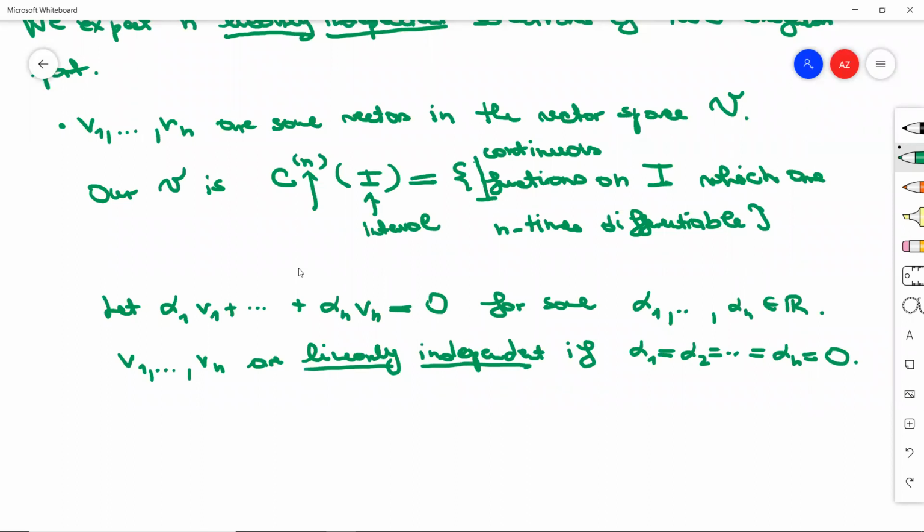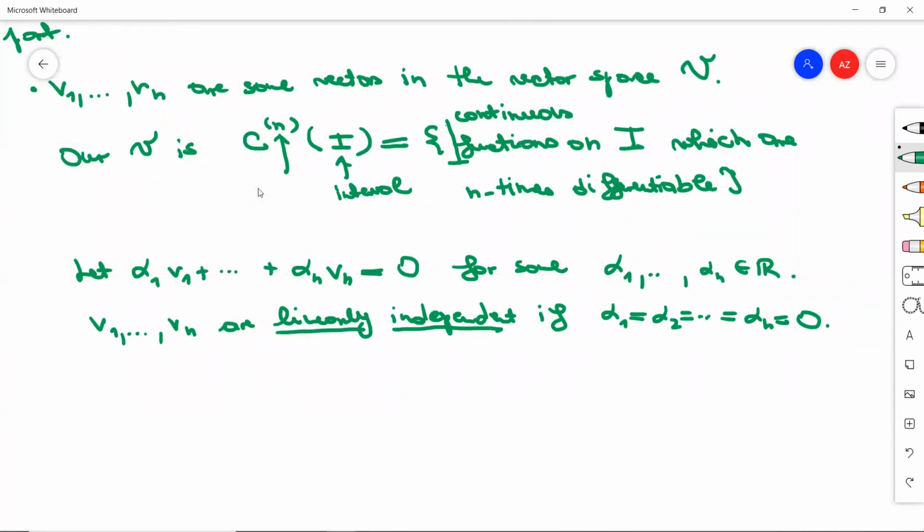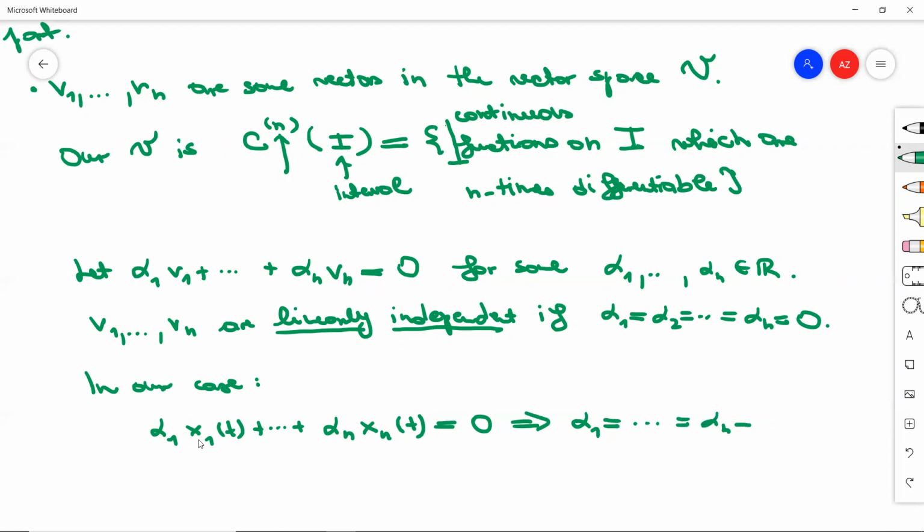And now we are claiming that we are searching for n linearly independent solutions of our differential equation, which in our case means: if alpha 1 x1(t) plus and so on plus alpha n xn(t) is equal to 0, where x1 up to xn are solutions of our DE, then we claim that it follows that alpha 1 up to alpha n should all be equal to 0.